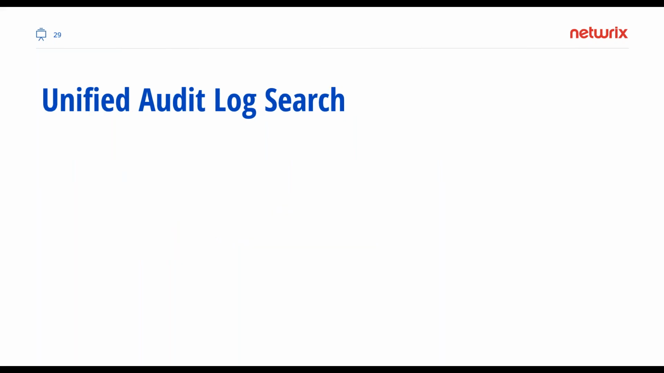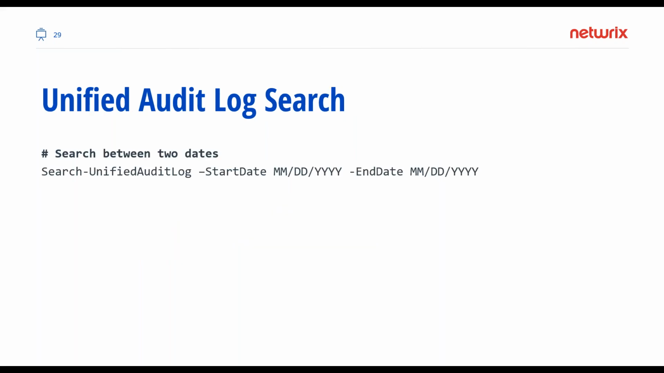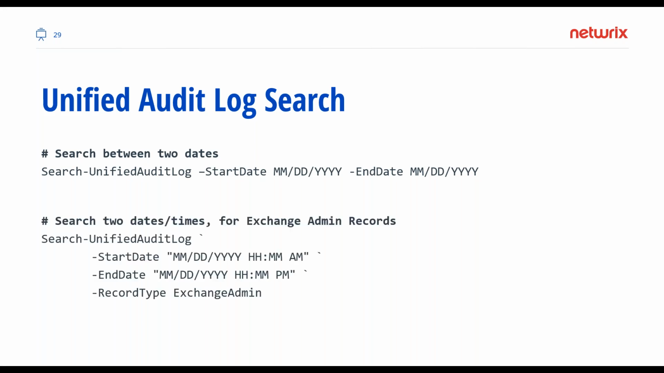And then of course, our last one is the unified audit log, which allows me to search all activities across all the services in Office 365 between specific dates, for example, or I could look for specific types of records. So I could say, search the unified audit log, looking for Exchange admin record types, or it could be SharePoint, or it could be permission, or it could be Teams. It could be anything in the Office 365 stack at this point.